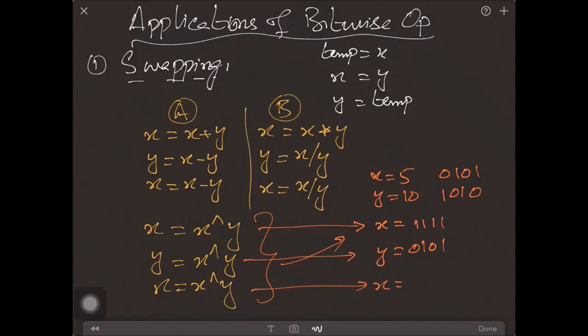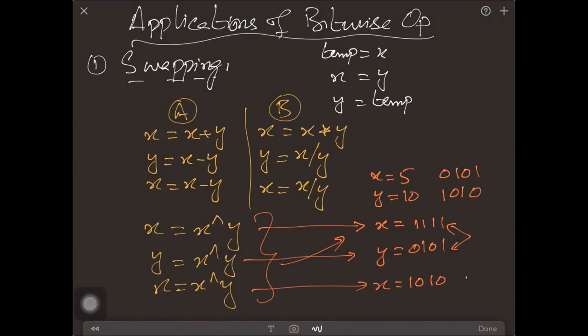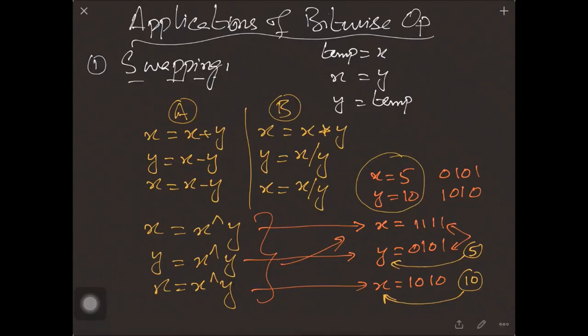And if I bitwise XOR these two, what I get is a 1, a 0, a 1, and a 0. And this is 8, 9, 10. So x has a 10, and this is 4 and 1, 5. So y has a 5. So you see, a swap has occurred. You can easily write code for this. I'm not going to the terminal and writing code for this, that will take more time. Let me move on to another application area.